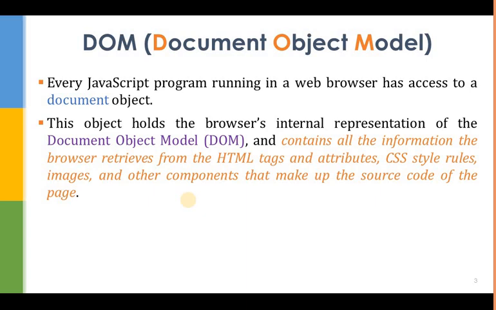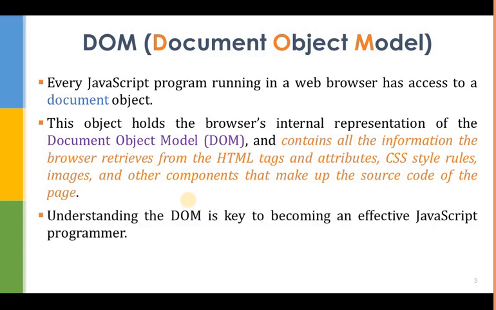So basically whenever the browser renders your HTML tags and starts executing your web page, one object is created for every HTML tag. You can modify their attributes, styling and any other component using DOM. Understanding DOM is key to becoming an effective JavaScript programmer. It is very important if you have interest in JavaScript.